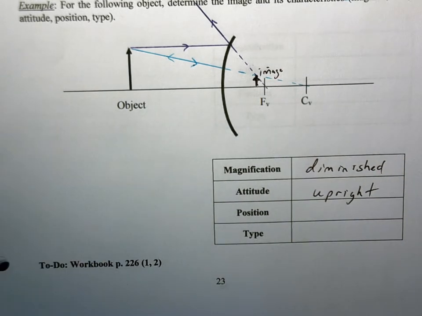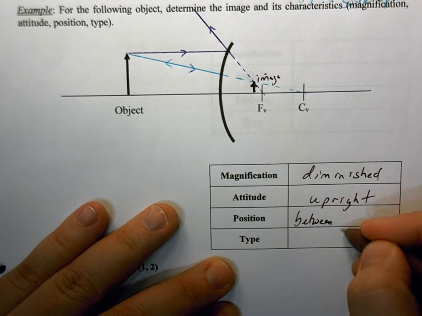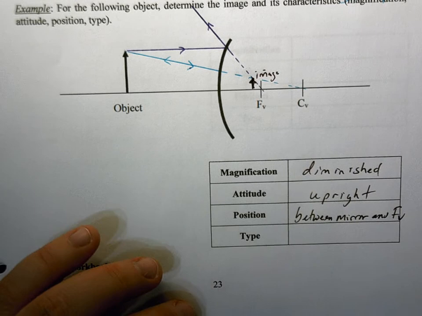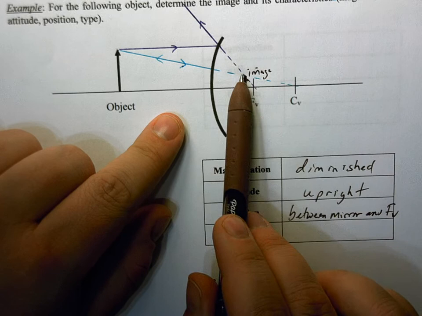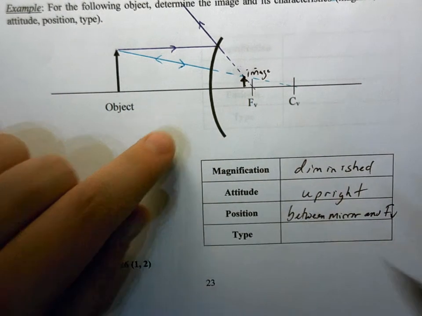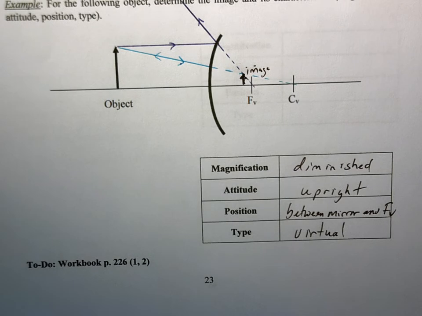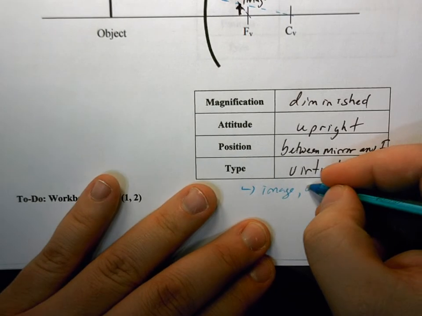In terms of position, again, this is going to be very loose. We don't have anything really exact. We'll just say it's between the mirror and the focal point, or between the mirror and FV rather. Don't worry too much about the exactness. And then the type. The type of image is formed with the convergence of virtual rays. This is going to be a virtual image. The other way we could say this is the image and the object are on opposite sides of the mirror. That's another way we can identify it as a virtual image.